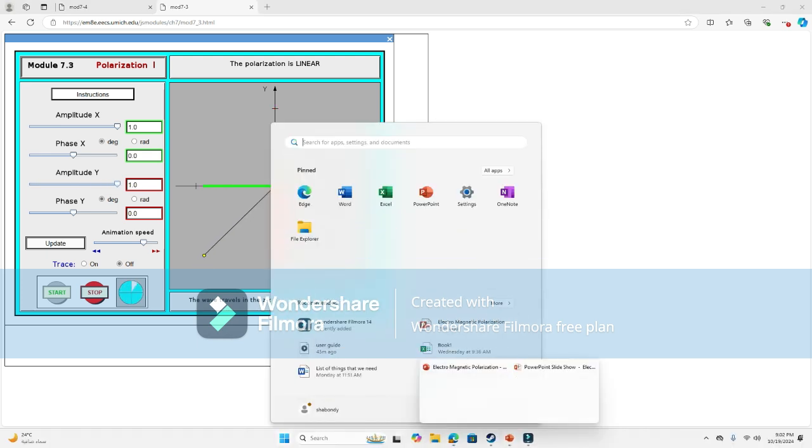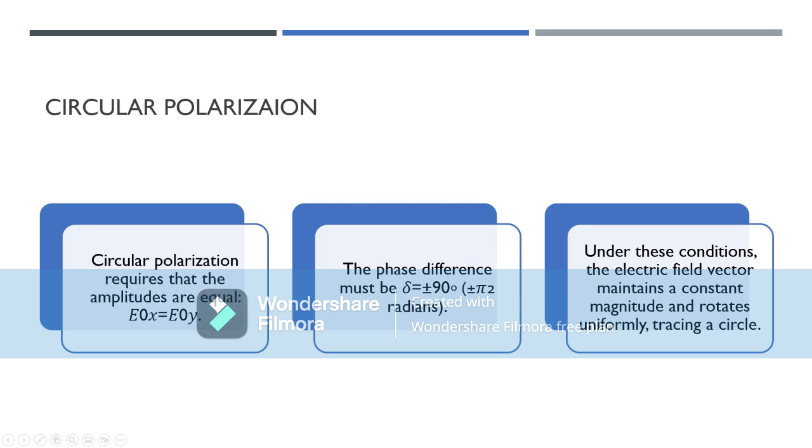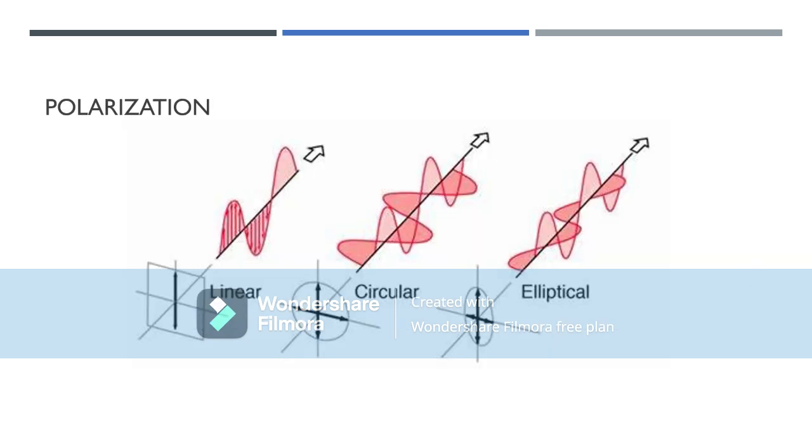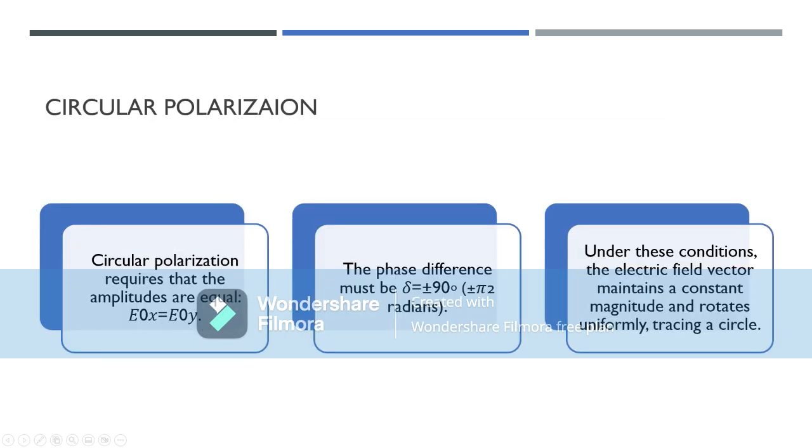Now, moving forward, we have the circular polarization. And the circular polarization, just to remind you, we are going to have a circular motion along the plane. So the conditions for the circular polarization, it requires that the amplitudes are equal. They must be equal for the circular polarization to occur. The phase difference must be 90 degrees, not 0, not pi, exactly pi over 2, 90 degrees. So under these conditions, the electric vector maintains a constant magnitude and rotates uniformly, tracing a circle.